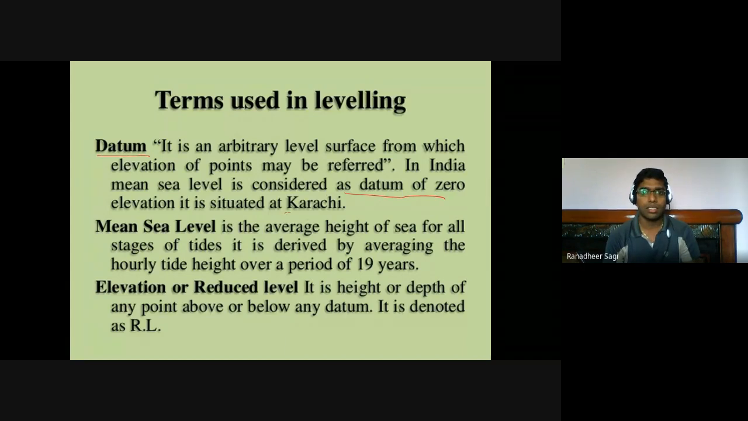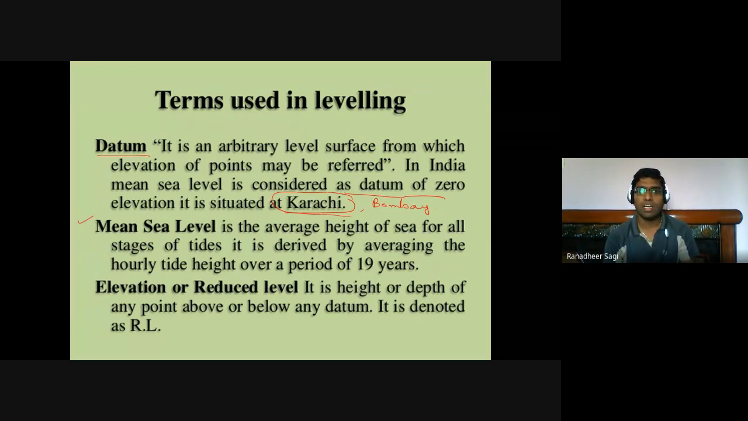Earlier, when India and Pakistan didn't get divided, the reference was taken from Karachi, but now what we take as reference is Bombay. The mean sea level position of the region at Bombay, we take as your datum surface or your mean sea level surface, which is considered as your 0th elevation position.